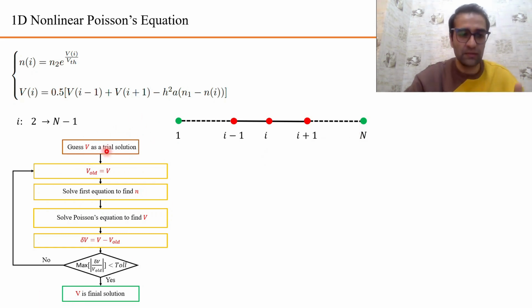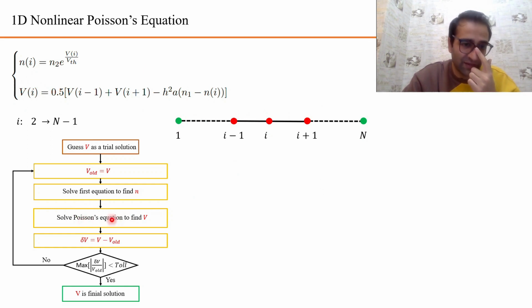Once we have a V as an initial guess or trial solution, we save this V in some V old. We will need this V old. Then, having this initial guess, we put V here and calculate N. After calculating N, we put this N here and solve the Poisson equation, because now we have an initial guess, so we know the value of potential at every point. Therefore we can use this equation to find the new V at each grid, right?